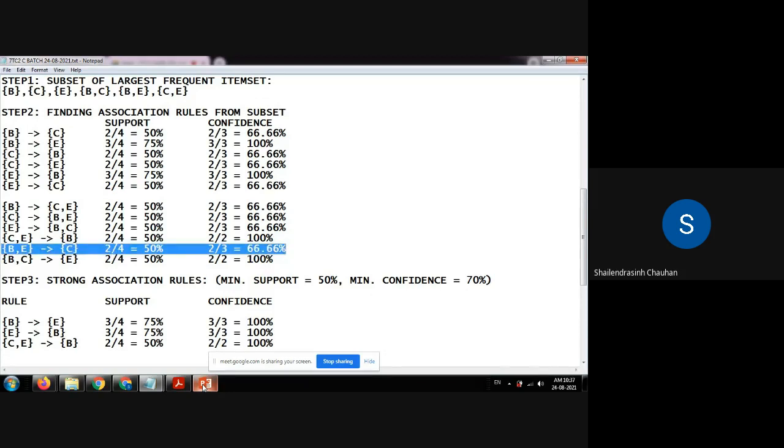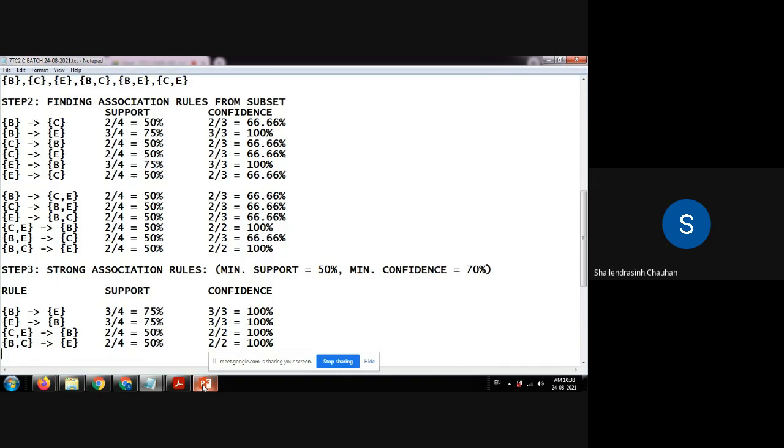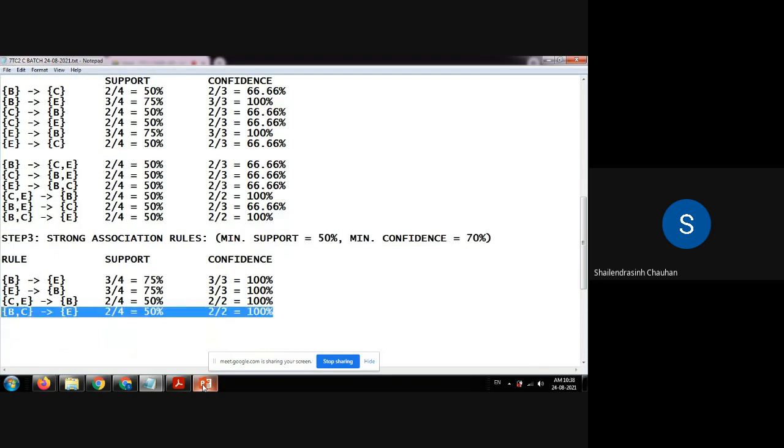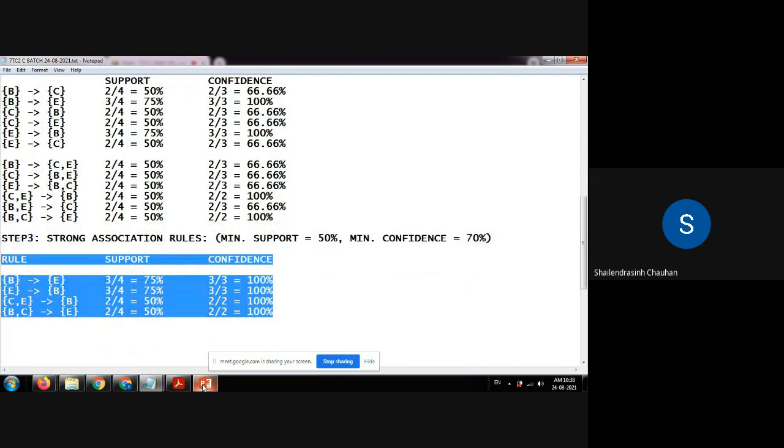Is it strong rule? No. Is it strong rule? Yes. These are the strong rules. Why? Because they are fulfilling minimum support, minimum confidence both.